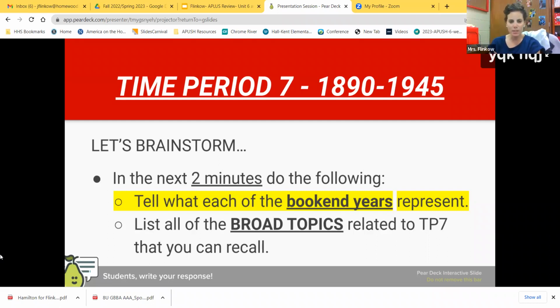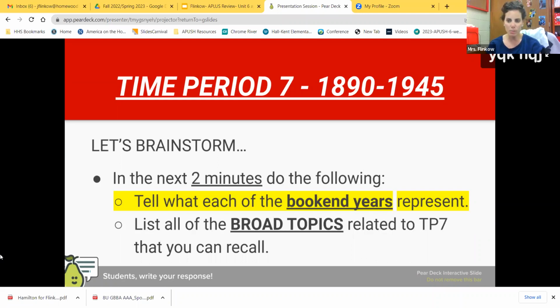All right, so time period 7, if we're looking at our bookend years, again, what's the beginning of time period 7, what's the end? We're looking at 1890 to 1945. So the big thing that's going to spark 1890 is we've just been through industrialization. So we have all these new products and this new market, and we need somewhere to send products. We need something to help us with that. We also have closed the Western frontier. So 1890, the start is going to be imperialism.